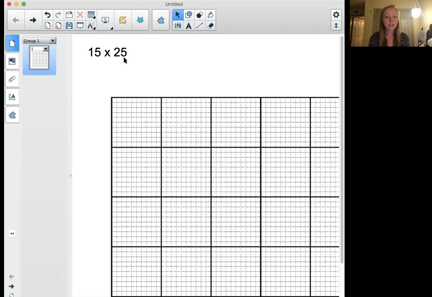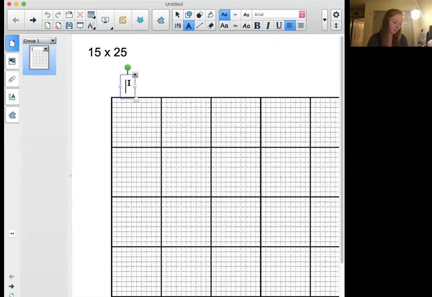So let's move over to our Smart Notebook, where we have our grid paper. And here is our multiplication problem up at the top left corner. It is 15 times 25. So let's start by decomposing 15. So 15 is made up of 10 units, and 10 units we know makes up one long, and then 5 units. So one long and 5 units. So we're gonna put our one long right here, our 10 right there, and our 5 units right here.